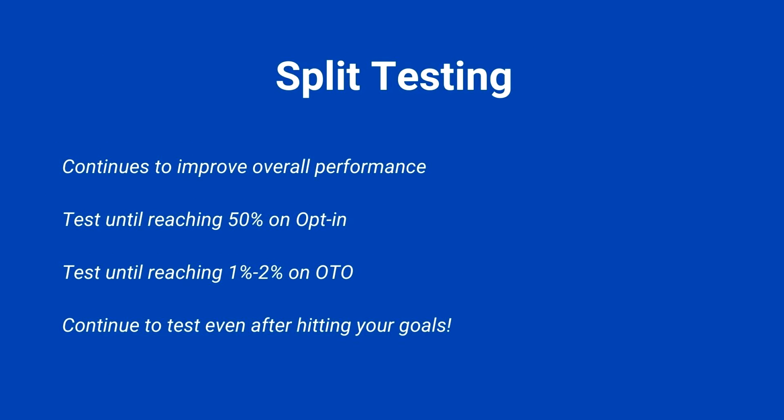Then finally, in this method, you should always improve and split test your opt-ins and your one-time offers, because the goal you want with converting your lead magnet in your opt-in is around 50% and your OTO goal should be around 1 to 2%. And all it takes is just to split test the headline and the offer. You always want to improve these numbers to get the best possible conversion for your business. Even when you pass these numbers, still you should continue to test for higher conversions.